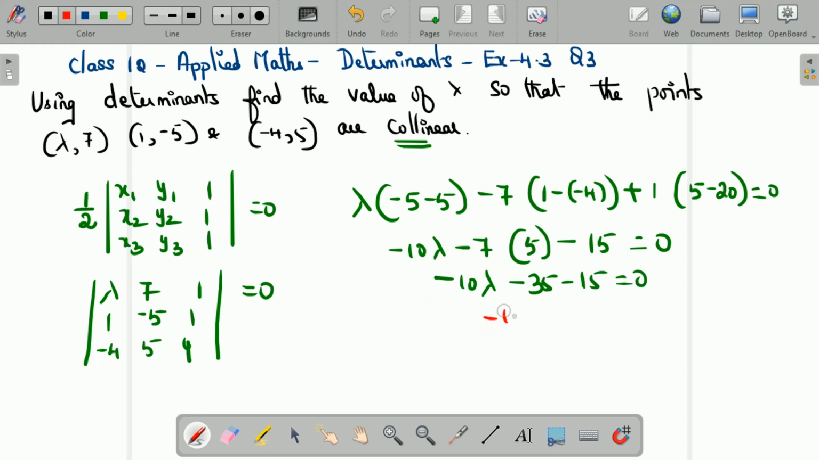So this means minus 10 lambda is equal to, we are taking these numbers to the other side, so they will become positive, 35 plus 15 is 50. So lambda is equal to 50 by minus 10. So lambda is equal to minus 5.